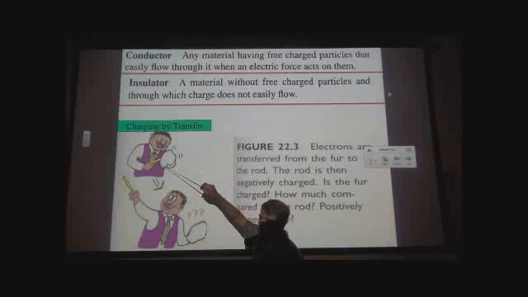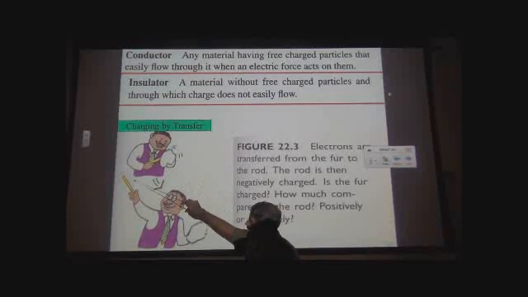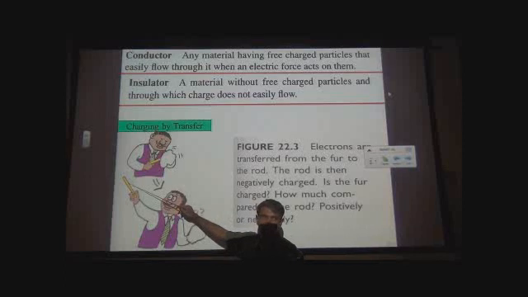So the rod was initially neutral. You polish it with this silk or whatever. Now what happens is you end up with electrons. This is now negatively charged, which means you have electrons here. Where did the electrons come from?